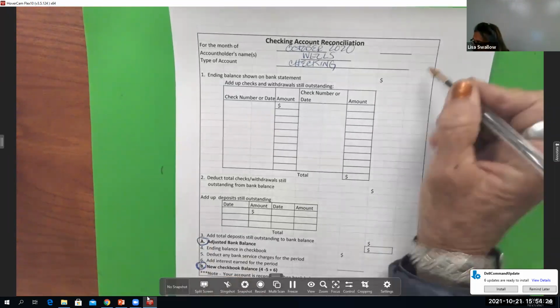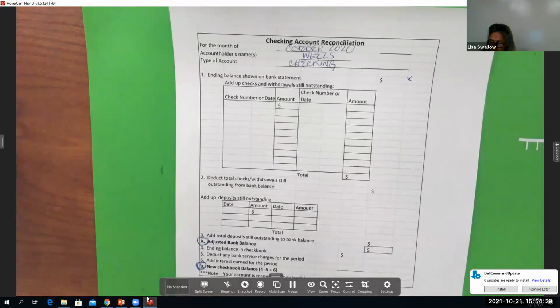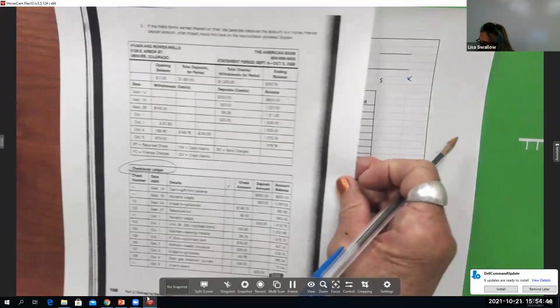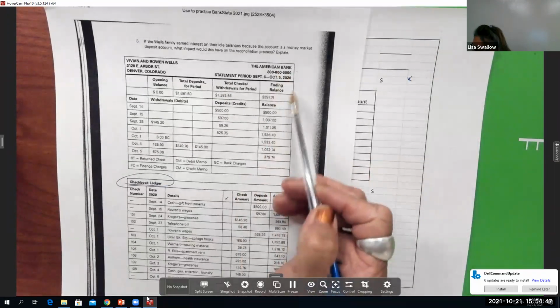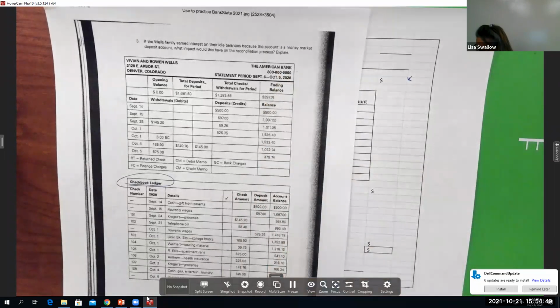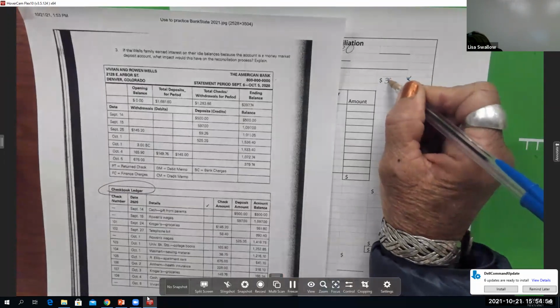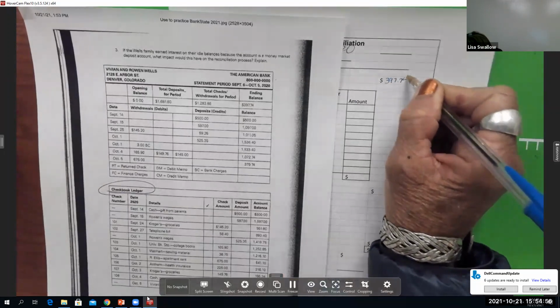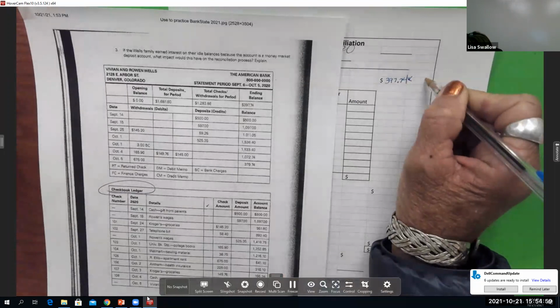So let's start by putting out here what number you think we have in our bank account today. So stop the tape and enter that, please. Okay, so I think that the number that I've got is right here under ending balance. So I'm going to go ahead and write that in here. So that's the first thing you do.